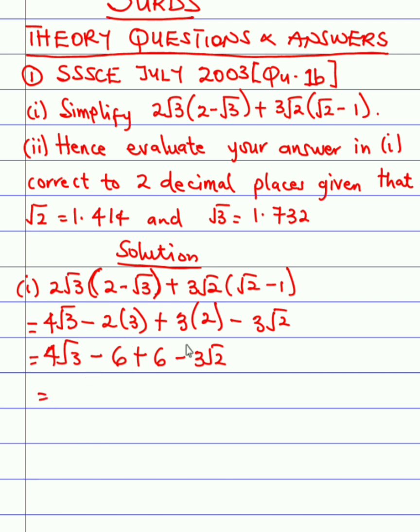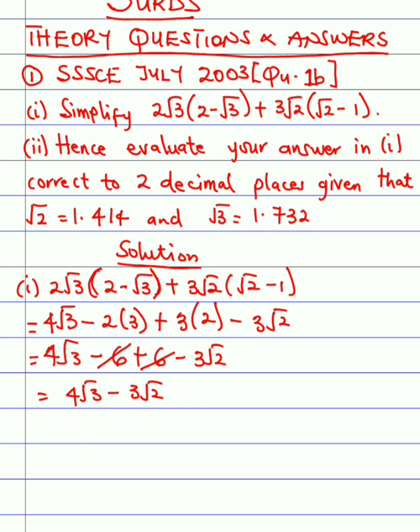Now, so negative 6 and then positive 6, they can cancel out. So we can have 0. So we are now left with 4 root 3 minus 3 root 2. So this will be our answer for the first part. So that is 4 root 3 minus 3 root 2. Now we cannot go any further, so we leave our answer in this form.